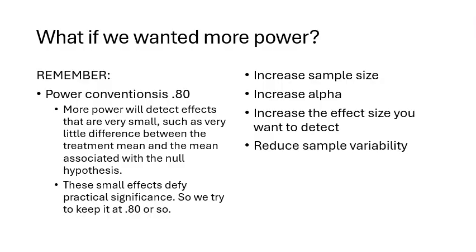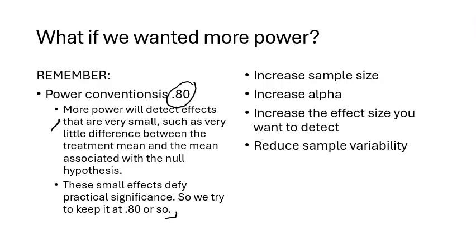So first of all, unlimited power isn't a good thing, just like in the real world. We typically go for something around 0.80 for our power. That's a convention. And that's because if you have too much power, you can detect effects or get a significant result, even if there's very little difference between the two means. And because those effects defy practical significance, we usually try to have a moderate level of power. And this power is, of course, to detect a significant result if, in fact, the research hypothesis is true.